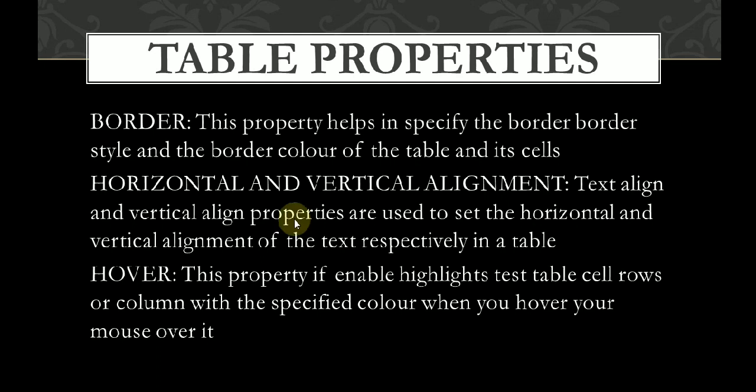Okay. Next, that is the hover. This property is used to enable or highlight the text, table cell, row or column with a specified color. Once you use the hover, it shows in a highlighted way in a specific color once you move the mouse over it.